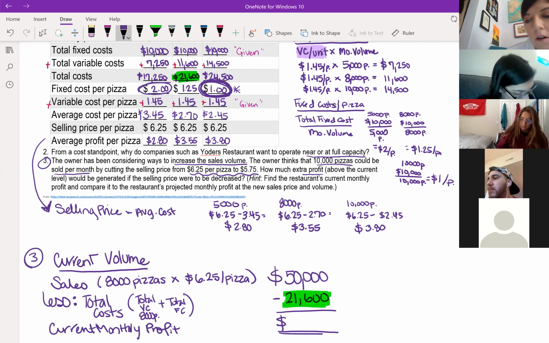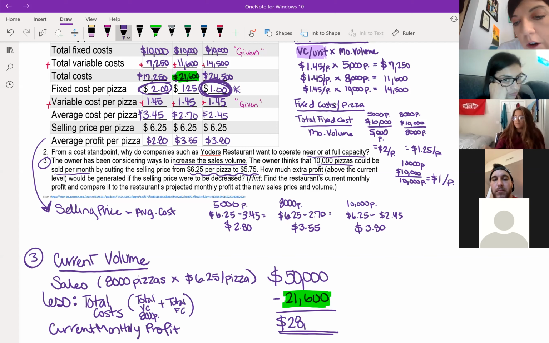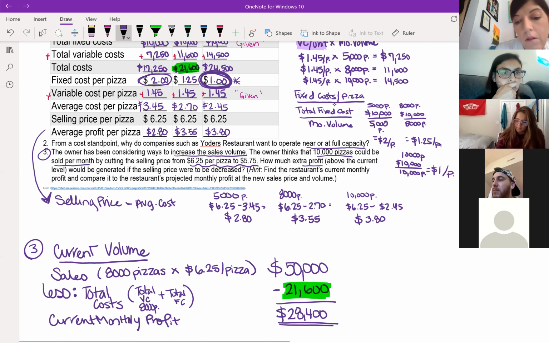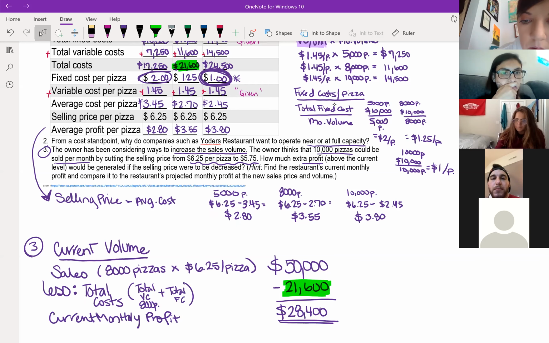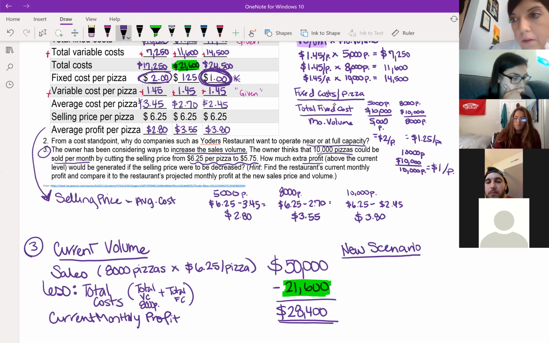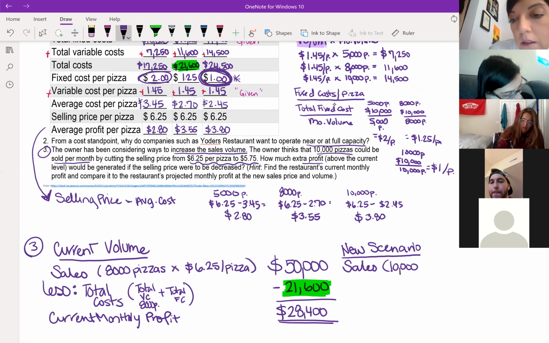So currently, we have $28,400 in profit, correct? In the new scenario, sales is going to increase in volume, correct? Yeah. So we're going to increase our volume to 10,000 pizzas sold.